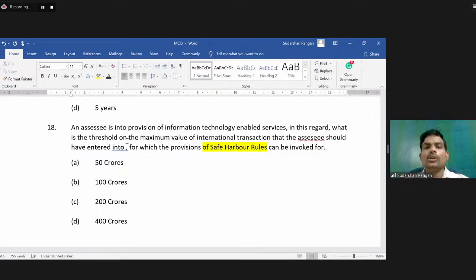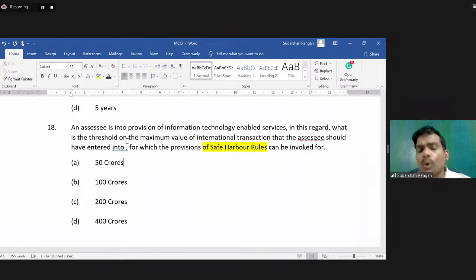The menu card will tell you what is the margin, what the arm's length rate should be. And if you're able to satisfy the menu card, I'm not going to bother you with any of the transfer pricing adjustments. So safe harbor is not eligible for all the transactions. There are certain transactions, and certain thresholds also specified. This is one question relating to threshold. That is information technology enabled service, ITES, which India is very famous for.